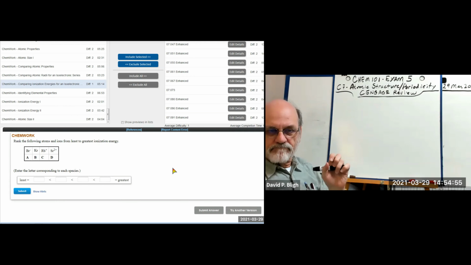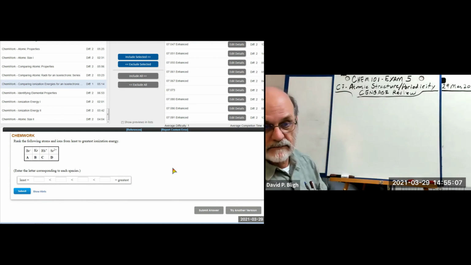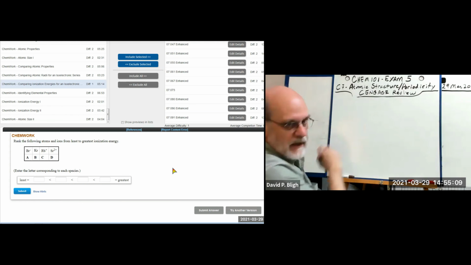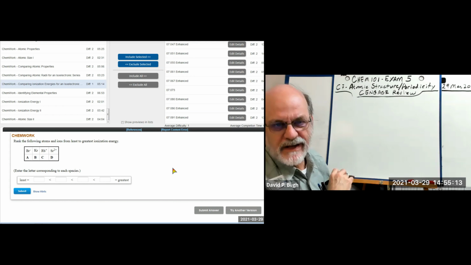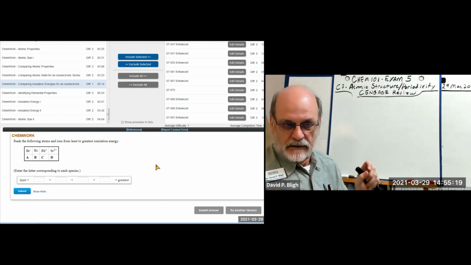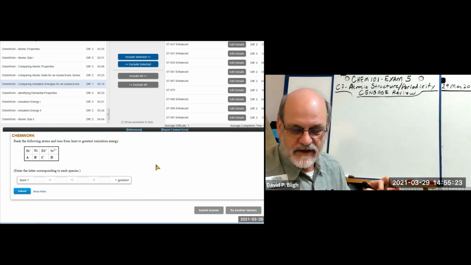Okay, this one, rank the following atoms and ions from least to greatest ionization energy. This is kind of a takeoff on the one we just did. Oh, this one doesn't have a number. This was Chem work. Right? Okay, so rank them from least to greatest ionization energy.